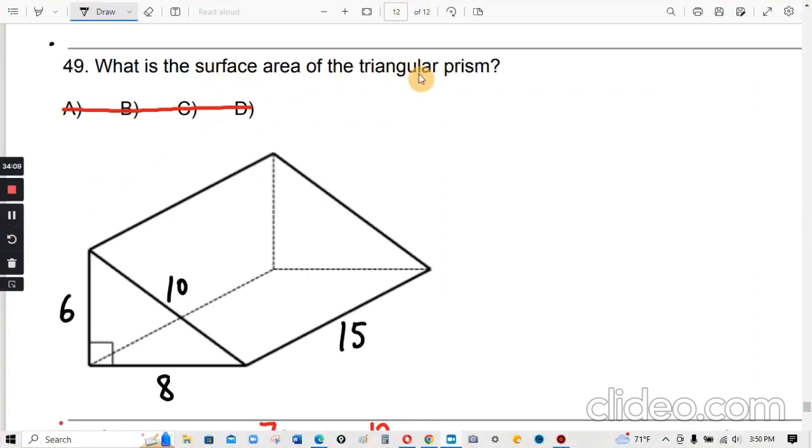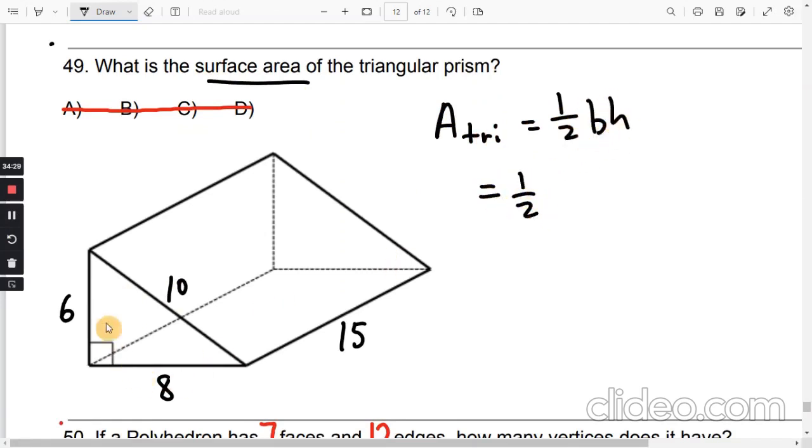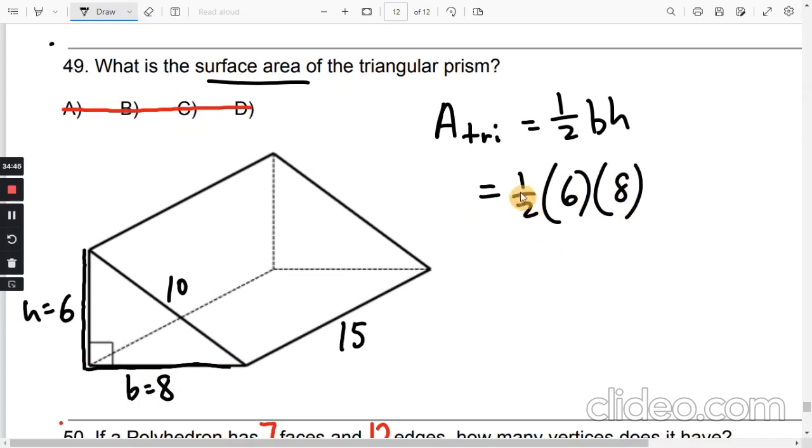All right, surface area of the triangular prism. You just add up the areas for surface area. So first we have the area of this triangle here. And we know that's 1/2 base times height. So that's going to be 1/2. This will be the height. And this would be the base. All right. So that's 1/2, 6 times 8. Half of 6 is 3. 3 times 8 is 24.